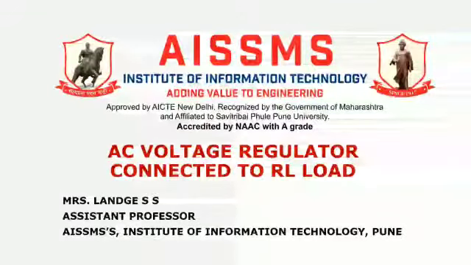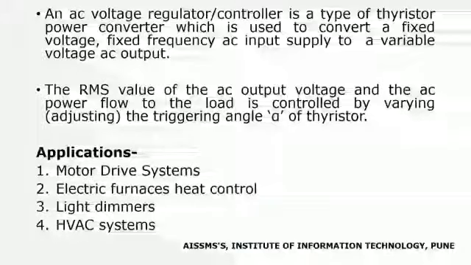Hello all. Today we will study single phase AC voltage regulator connected to RL load. What is AC voltage regulator? AC voltage regulator is a power converter which is used to convert a fixed voltage fixed frequency AC input supply to a variable voltage AC output. It is also called as AC voltage controller.